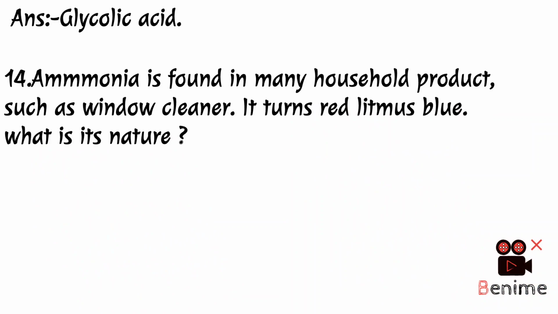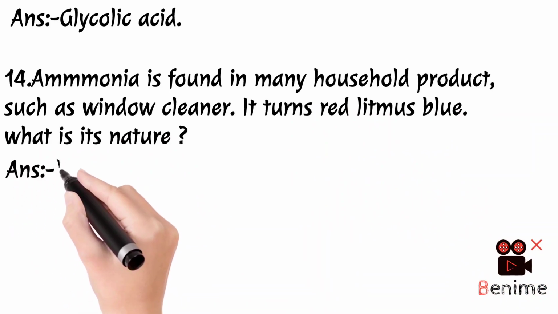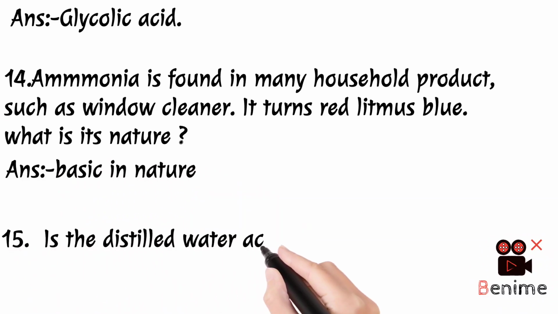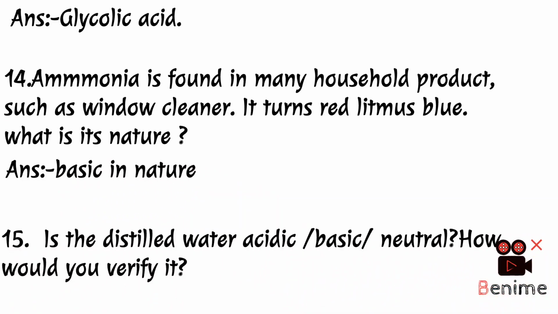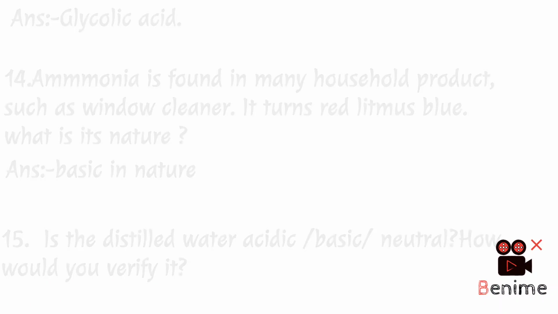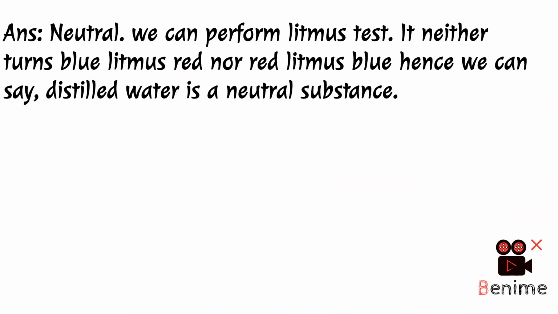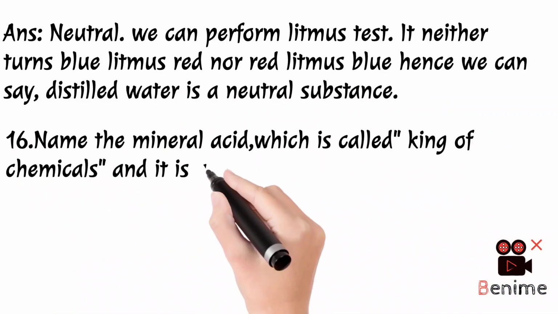Question number 14. Ammonia is found in many household products such as window cleaner. It turns red litmus blue. What is its nature? It must be basic, as it converts red litmus paper to blue. Question number 15. Is distilled water acidic, basic or neutral? How would you verify it? It's neutral in nature, and we would verify it with the help of litmus paper, as it neither changes red litmus to blue nor blue litmus to red.